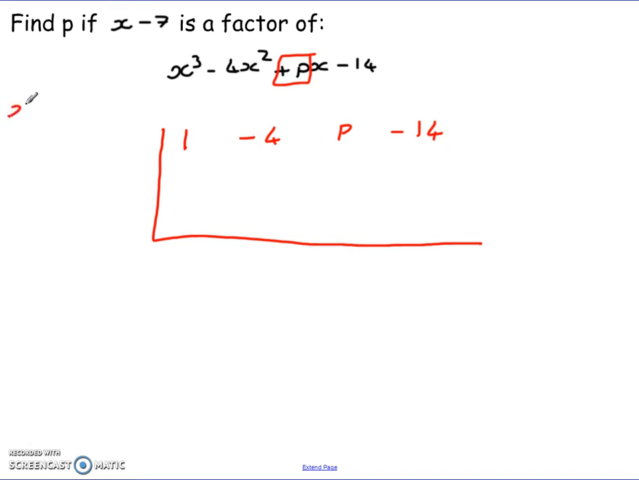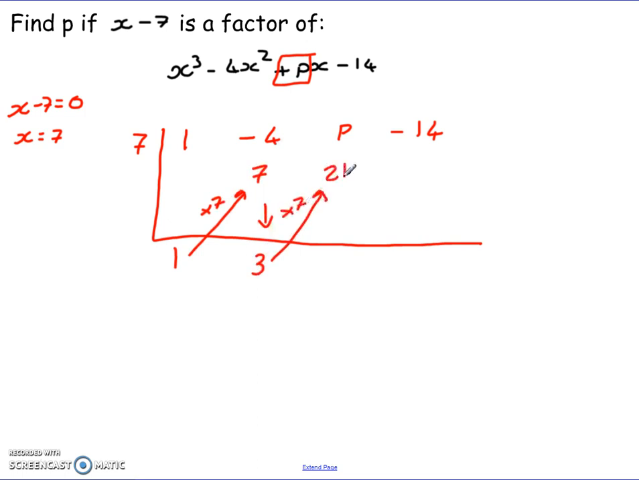And again, we approach it the same way. If x minus 7 is a factor, imagine x minus 7 equals 0. X equals 7, we take that in. So I've got my 7 there, and I start it the same way. Going up the way, I times it by 7. 1 times 7, 7. Go down the way like a chimney sum, and I get 3. Going up the way, I times it by 7 again, and I get 21.